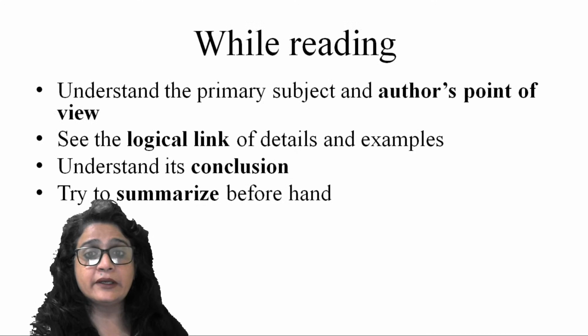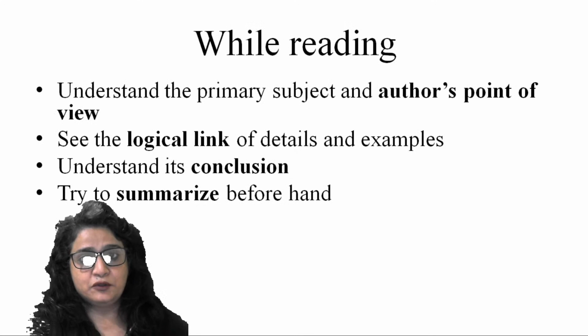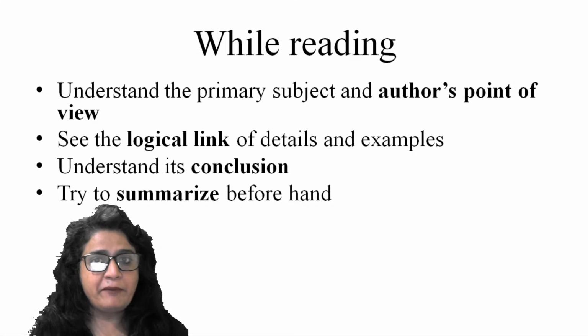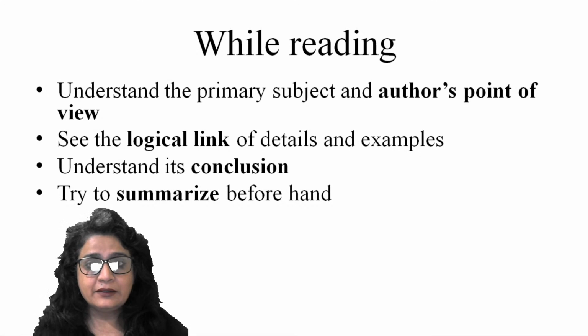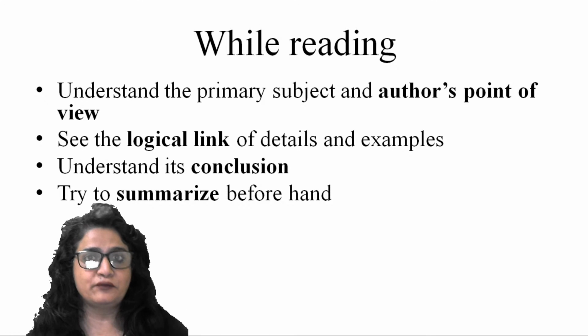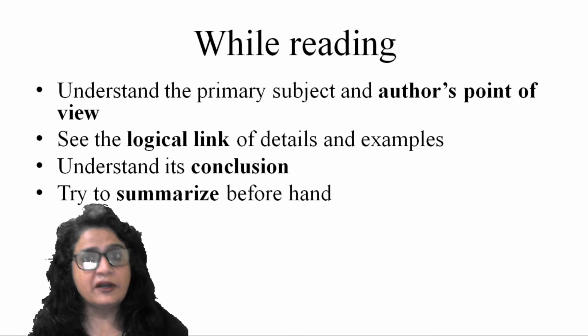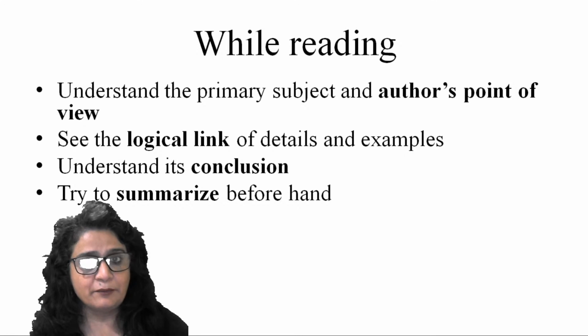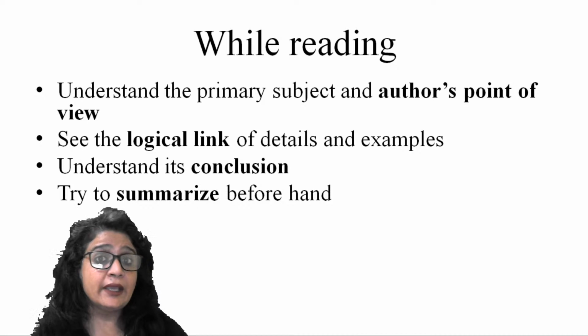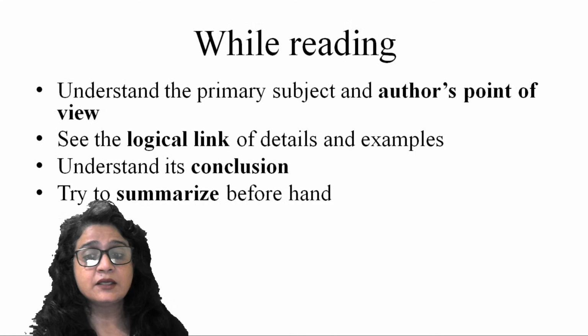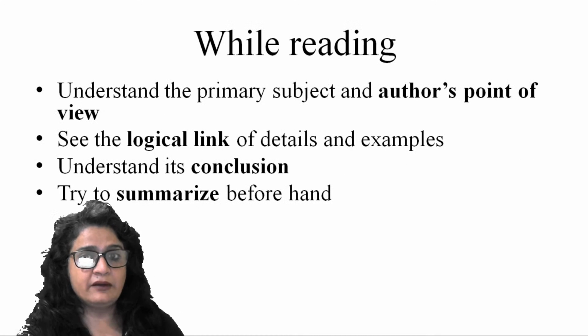So I hope I'm clear that this is what you have to do while reading a paragraph. One, author's point of view. Author is going to craft that paragraph dictated by a certain point of view. That point of view is extremely necessary for you to understand in order to come to the right summary option. Logical link. Now look at this part. With the exception of, that means he is giving one scenario which is exempted from this law.